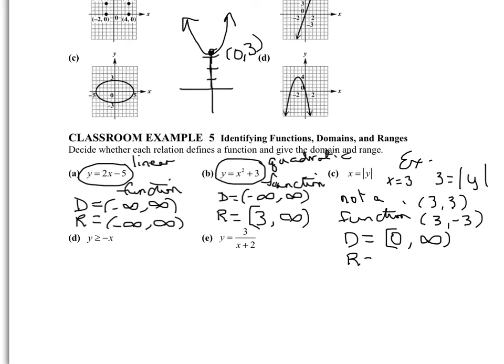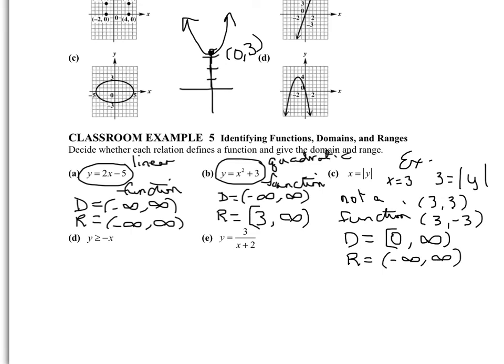Now ask yourself about the range. The range is the y value. It's what we're putting inside the absolute value bars. Can I put positive numbers inside? Yes, I can take the absolute value of positives. Can I take the absolute value of negatives? Yes, I can. Can I take the absolute value of 0? I certainly can. There's not any value I can't put inside the absolute value bars. So that means my range has got to be negative infinity to positive infinity.